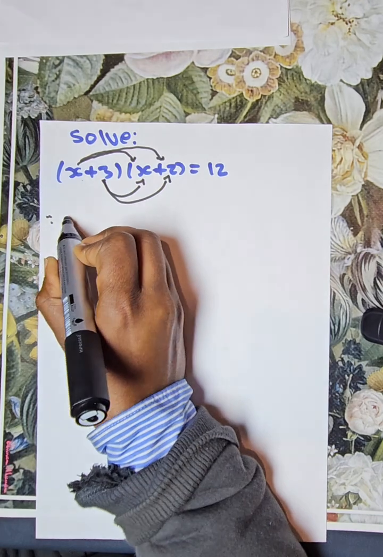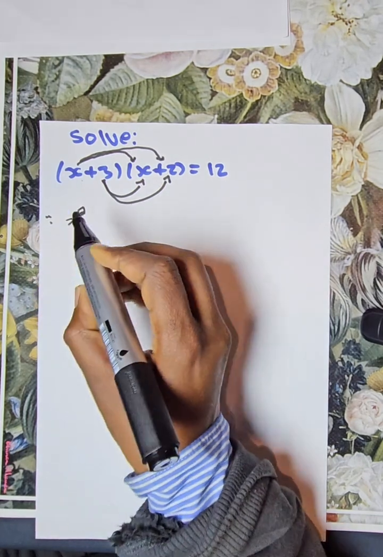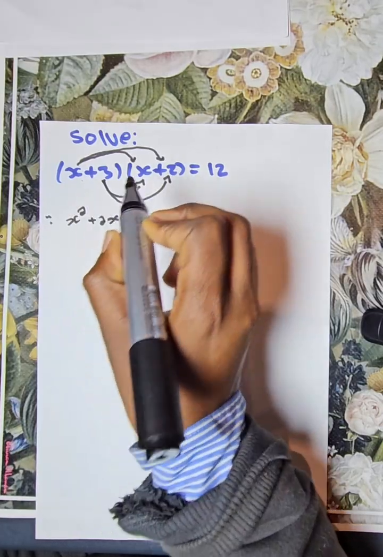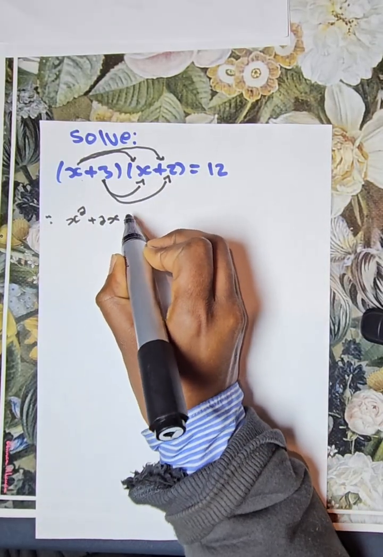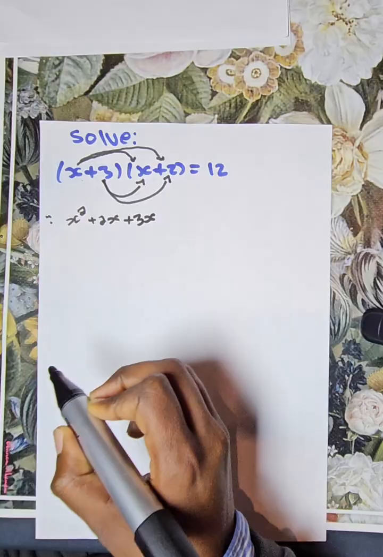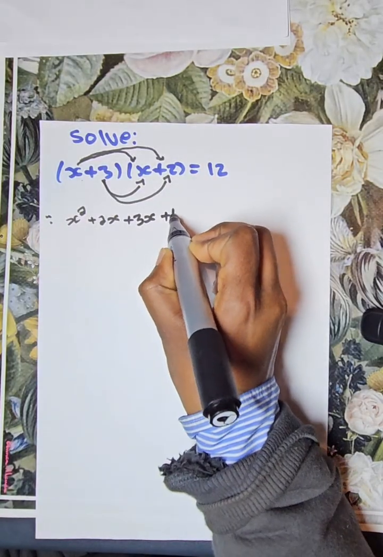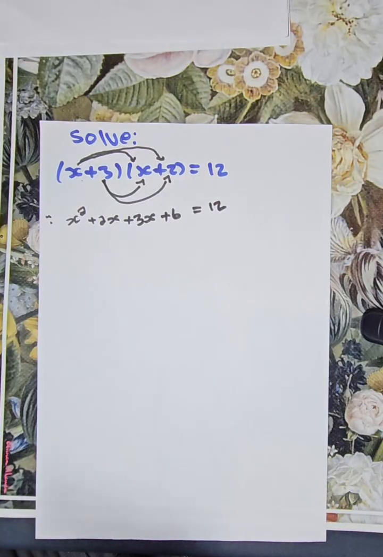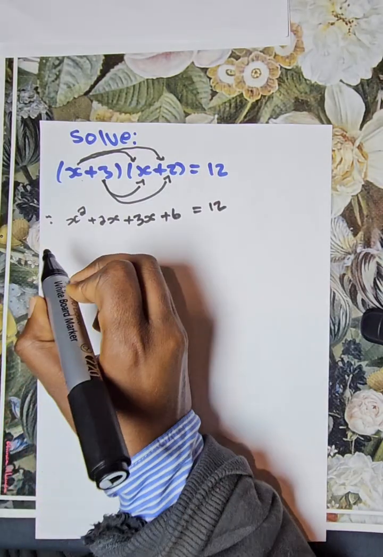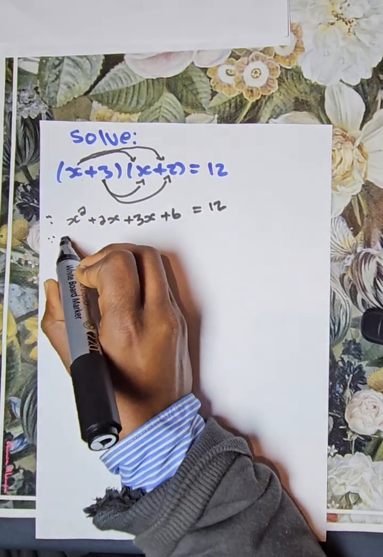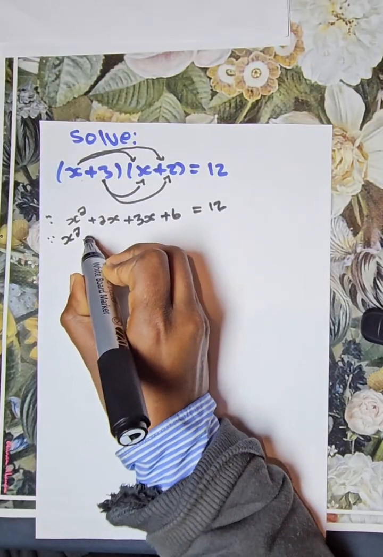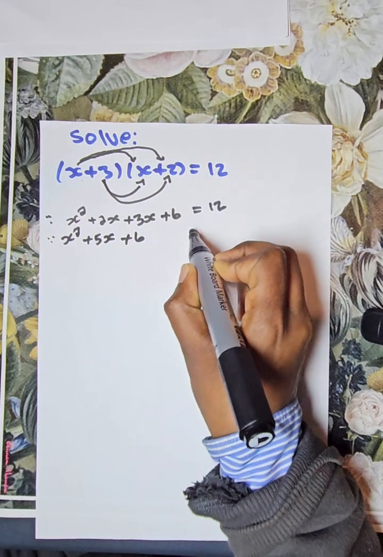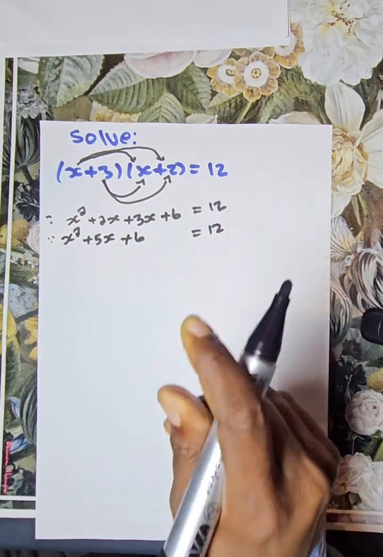Therefore, x times x will give me x squared. x times plus 2 will give me plus 2x. 3 times x will give me plus 3x. And 3 times 2 will give me 6. And this is equal to 12. Now collect like terms. Plus 2x plus 3x are like terms. We therefore have x squared plus 5x plus 6 equal to 12.